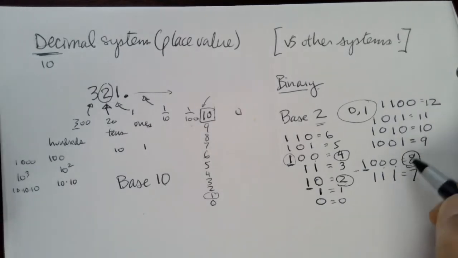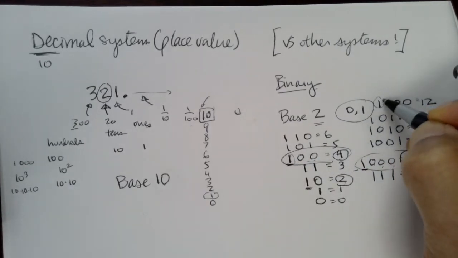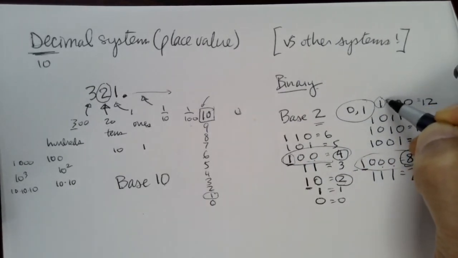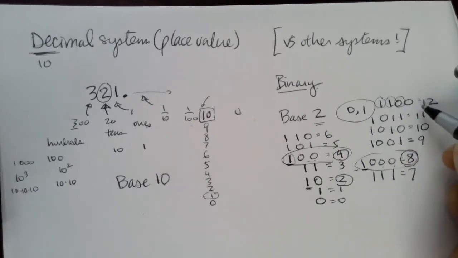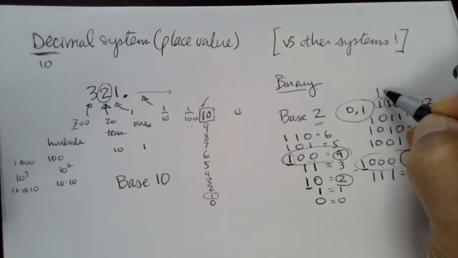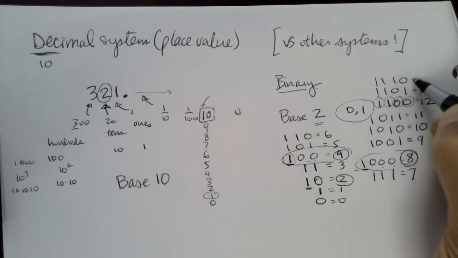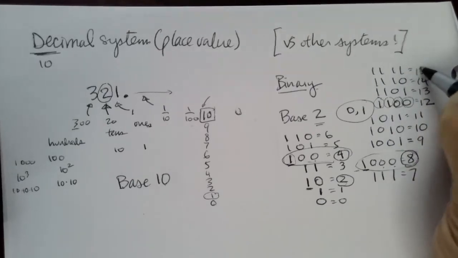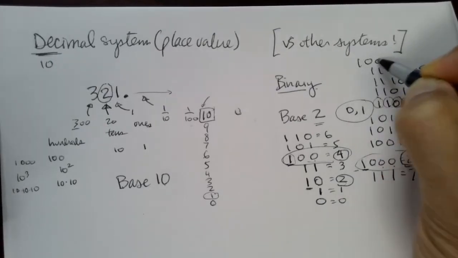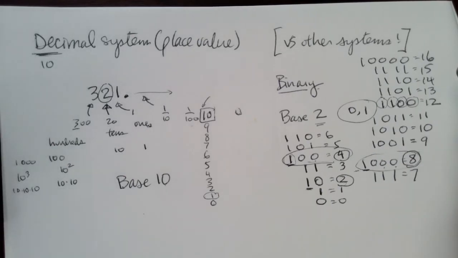And notice how it is the sum of 8 and 4. Right, here I have 1 8. This is my 8 place, or 2 cubed, 2 squared, 2 to the first power, and then 1. So this is 8 plus 4. This is 12. This is 13. This is 14. This is 15. And then this is 16. So that's binary. That's base 2.